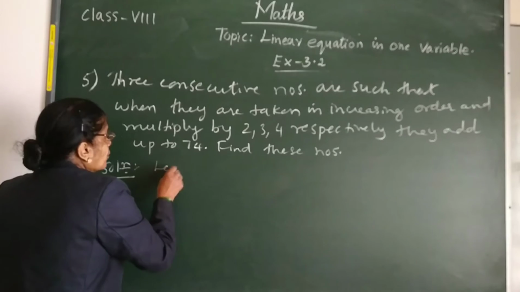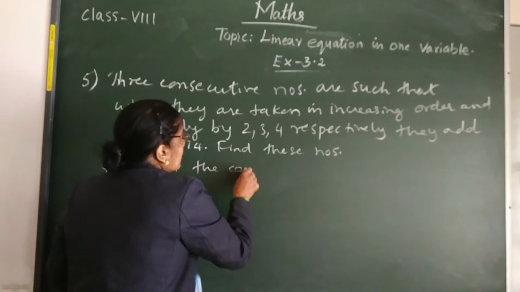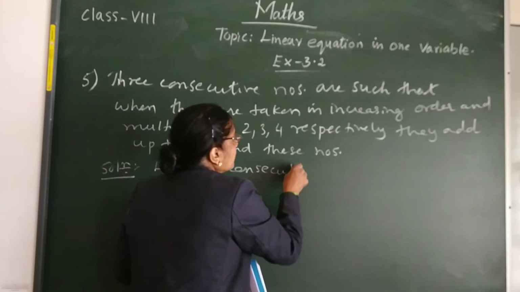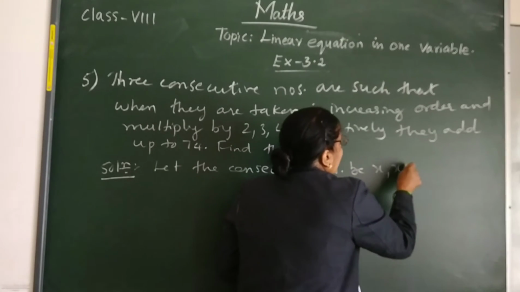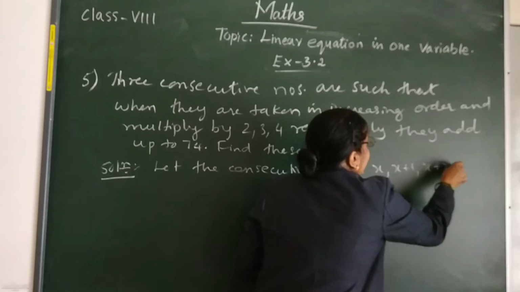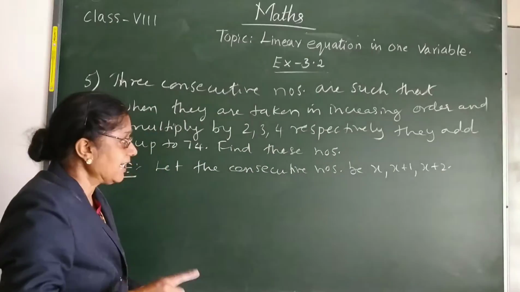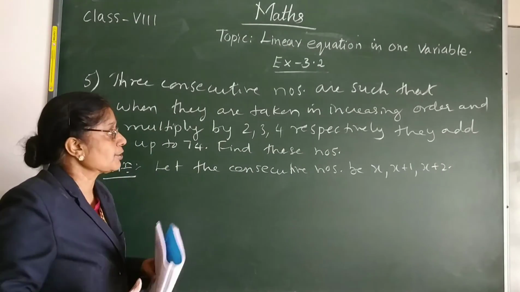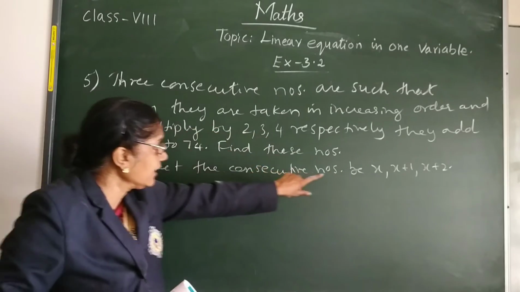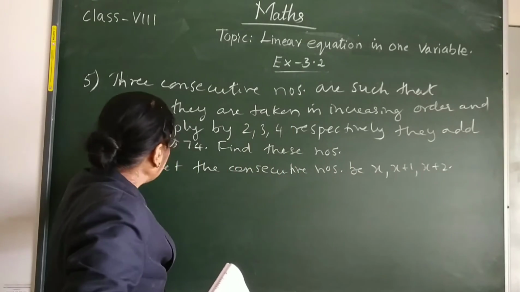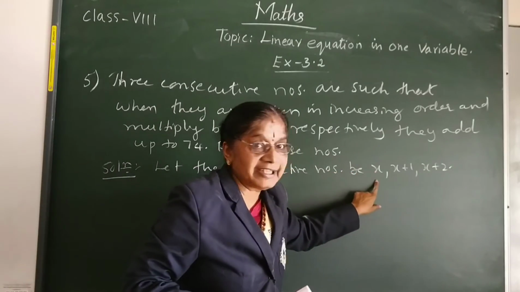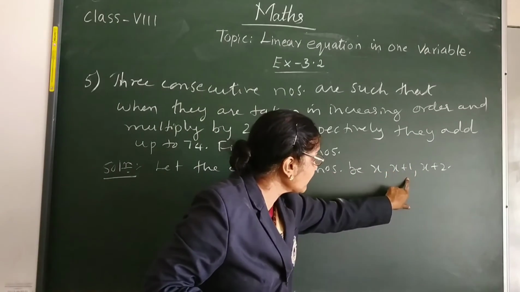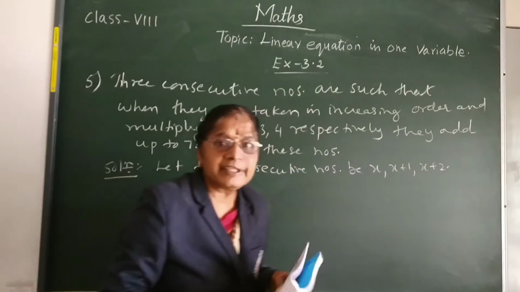So let us suppose, let the consecutive numbers be x, x plus 1 and x plus 2. 3 consecutive numbers, x, x plus 1 and x plus 2. What should be done? They are in increasing order. They should be multiplied by 2, 3 and 4. Means 2 we have to multiply with x, 3 with x plus 1 and 4 with x plus 2.